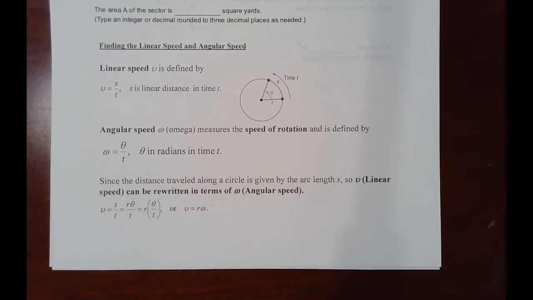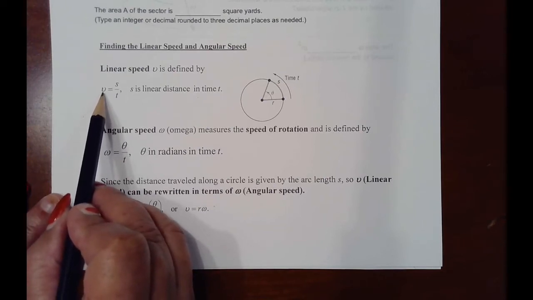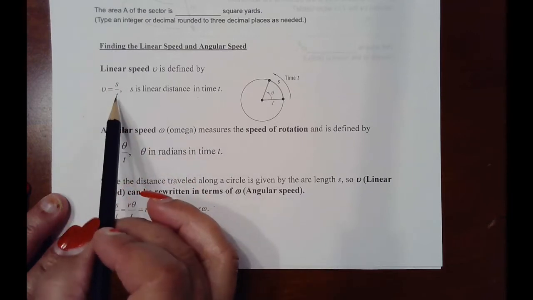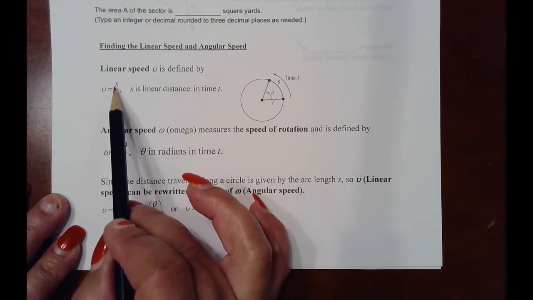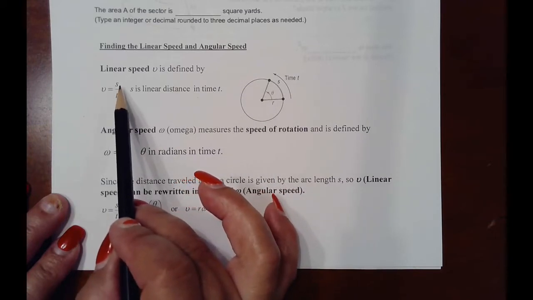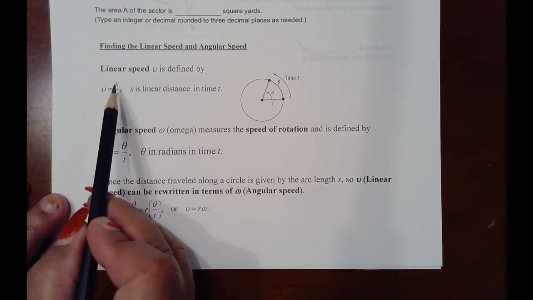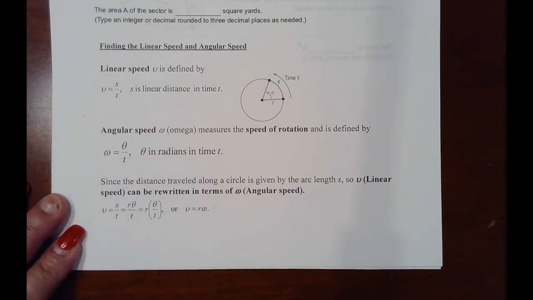So let's begin with the formulas for linear and angular speed. Linear speed is designated by this symbol V. The formula for it is arc length, r times theta, over t. Unless they give you the arc length, then you don't have to plug in r times theta. So just understand that this is arc length, and when needed, you will plug in what it is equivalent to, which is r times theta divided by t.